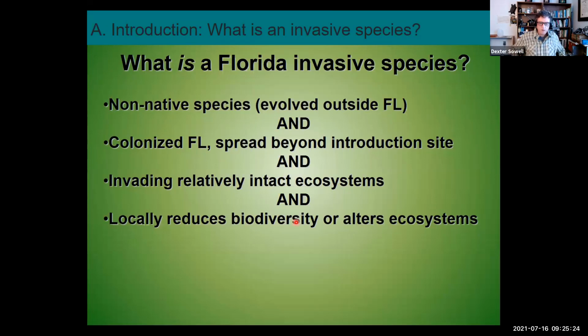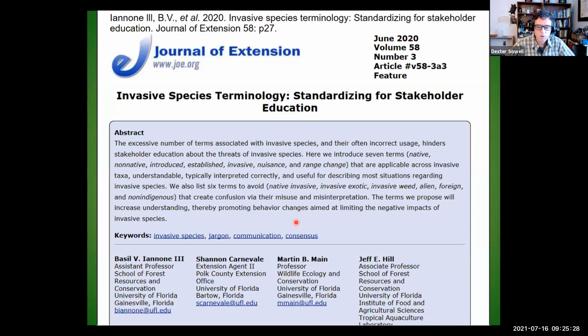One thing I want to point out here is that recently there was a publication by a bunch of folks from IFAS and some of their colleagues at other universities. I just want you to take note of this: Invasive Species Terminology, Standardizing for Stakeholder Education. Some of the old terminology that you've seen in some invasive plant workshops is getting phased out, like invasive exotic.